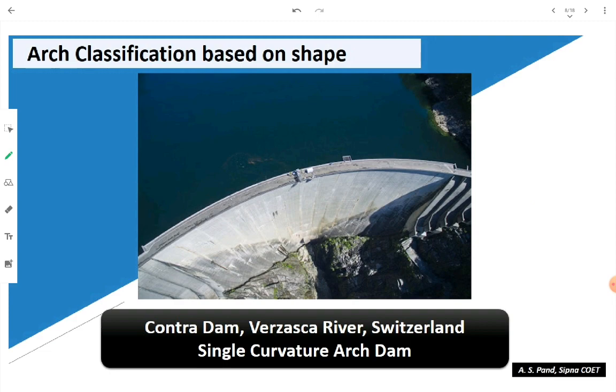The single curvature dam is shown here, which is Contra Dam, which is situated on the Verzasca river in the country of Switzerland. It is an example of a single curvature arch dam.